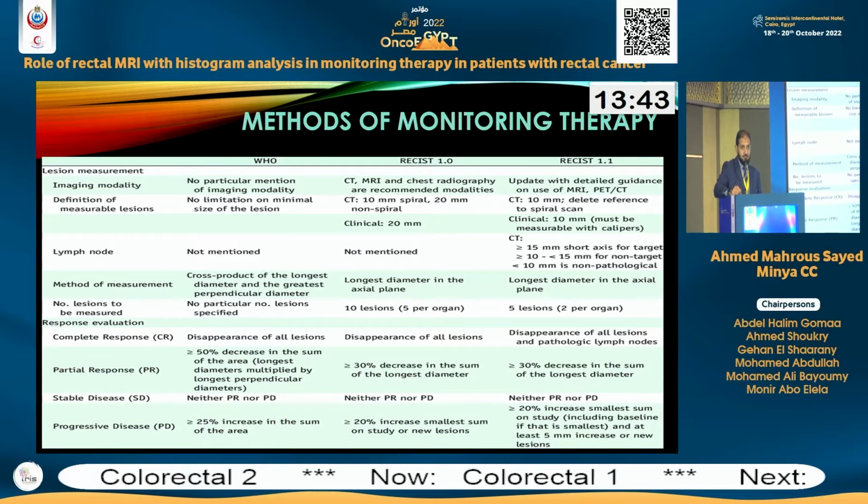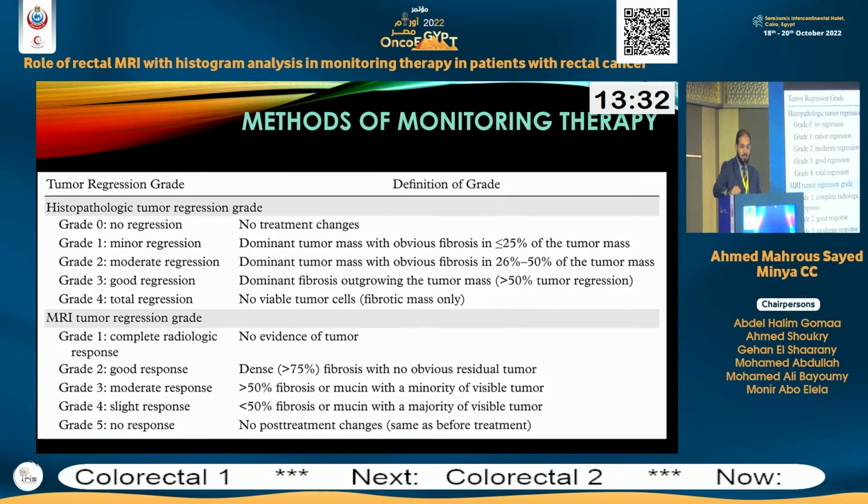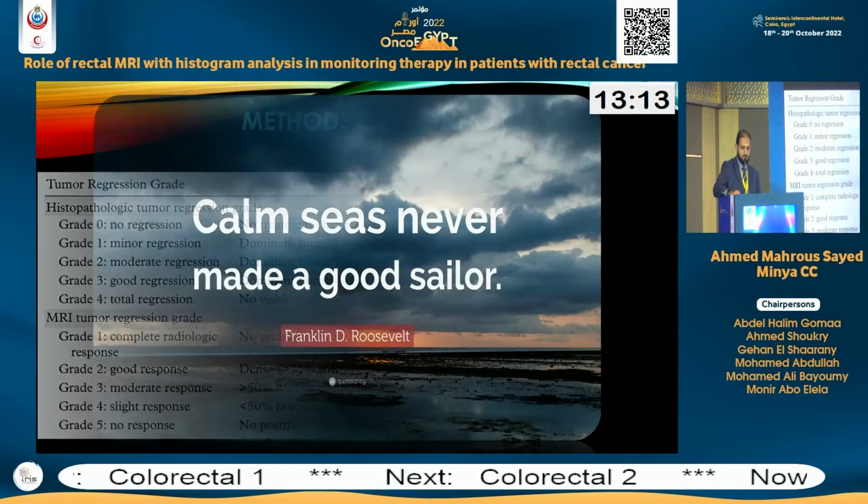There are different systems that can be used to monitor therapy management in patients with rectal cancer, including the WHO, the RECIST, and the modified RECIST criteria, as well as more modified staging systems, especially for rectal cancer, including the MRI tumor regression grade, which categorizes our patients into 5 grades from 1 to 5 according to the presence of fibrosis or mucin production, denoting good therapy response.